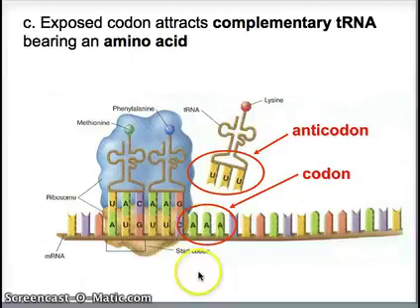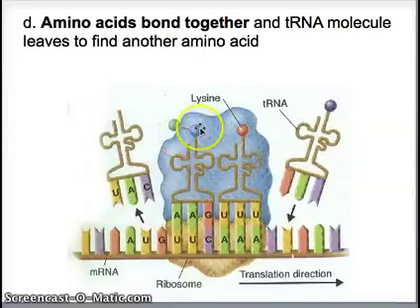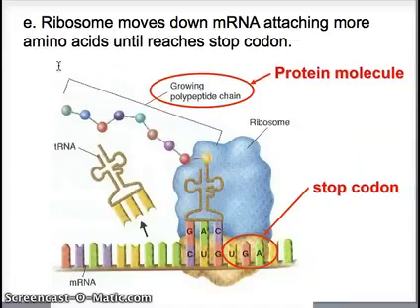And they bring them together so that as they go through the ribosome, the amino acids are close enough that they can bond together. See how these two amino acids are now linked together? The tRNA molecule that has now delivered its amino acid leaves to find another amino acid out in the cytoplasm. And the ribosome continues to do this down the entire messenger RNA sequence, attaching more amino acids until it reaches a stop codon, which you see right here as UGA. And notice we have this growing polypeptide chain that's linking together and leaving the ribosome.